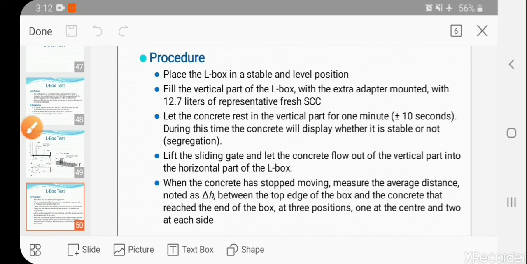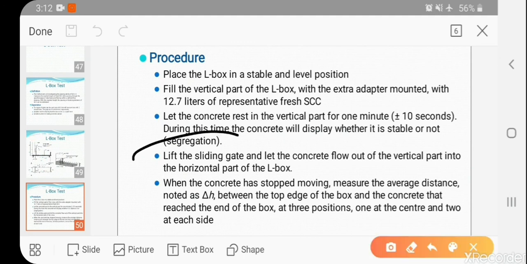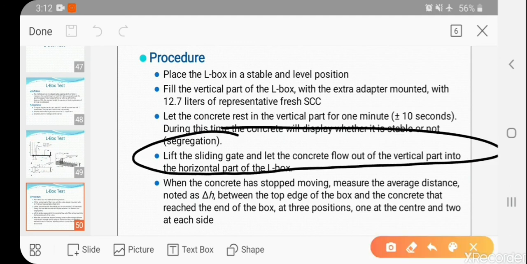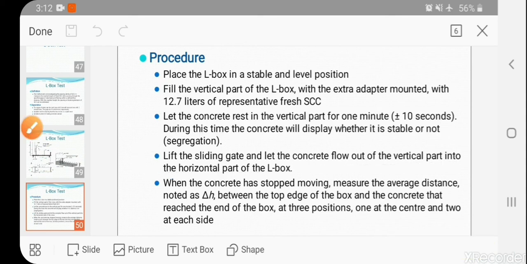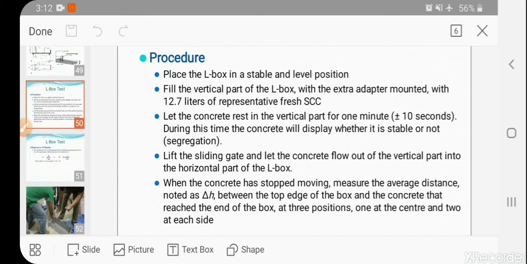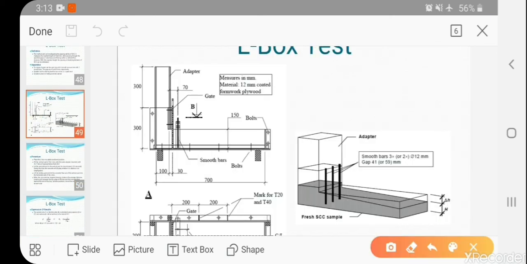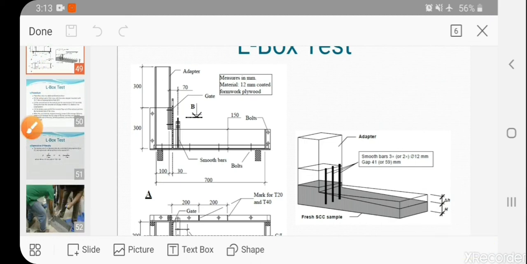Again here the segregation will take place as I have told. Lift the sliding gate, the concrete will flow out from the vertical part into the horizontal part without applying any external loads. So here we are not applying any external loads. When the concrete has stopped moving, measure the average distance. So how will you measure the average distance? Just see here. The total height will be H and the concrete height will be taken as delta H.